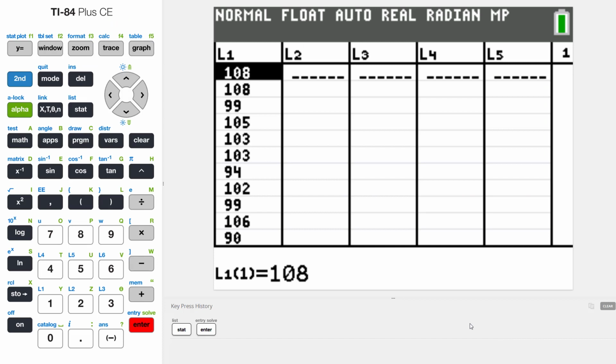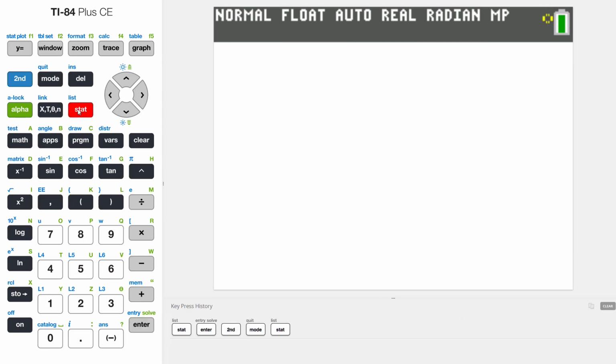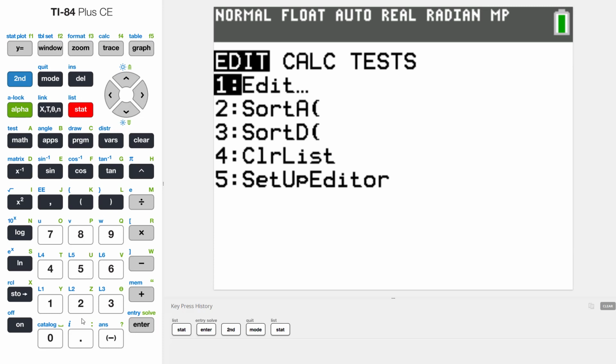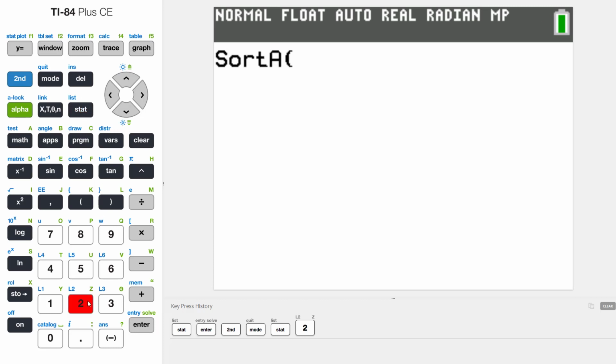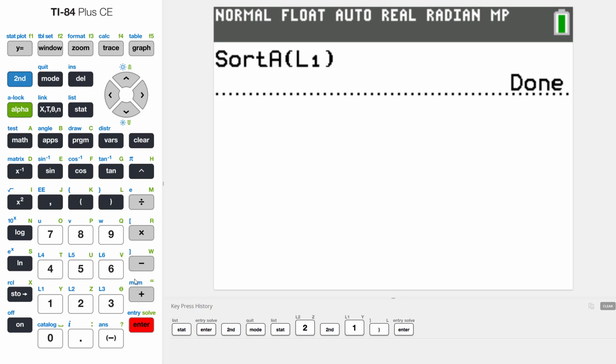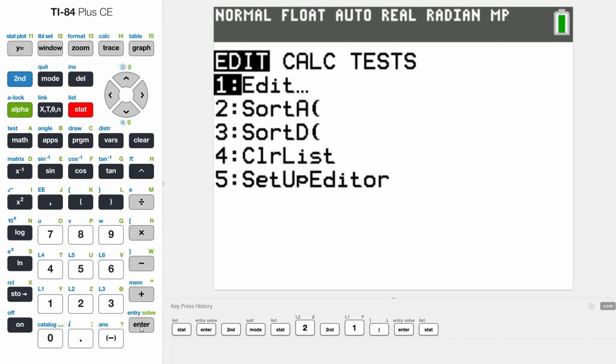I have the data set entered into list 1, and it's entered in the way that I took it from the table, and that's not how I want it. I want it to be sorted. It's going to make it much easier that way. So let's do that. I'll go back to the stat menu, and I'm going to sort it ascending. It doesn't matter whether it's ascending or descending, but whatever. Anyway, it's going to be list 1. And so let's go back and take a look at it.